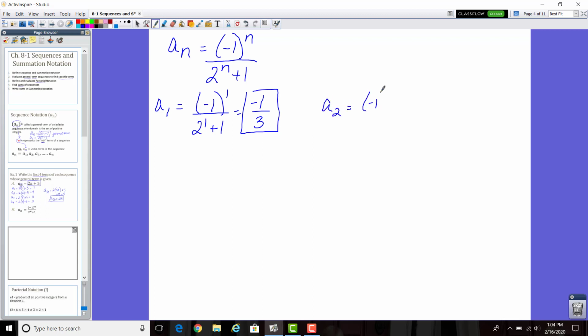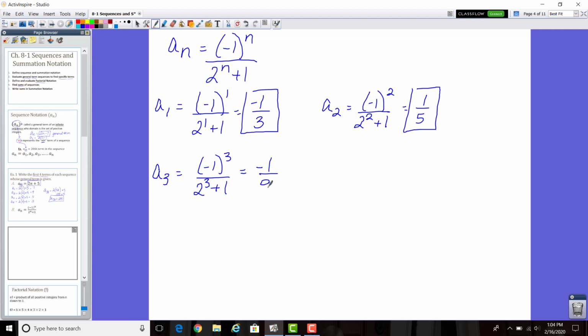My second term, n's changed to a 2. So negative 1 squared is positive 1. 2 squared is 4. 4 plus 1 is 5. My second term is 1/5. Third term, my n's change to a 3. Negative 1 cubed is negative 1. 2 cubed is 8. Remember, 2 times 2 times 2, not 2 times 3. 8 plus 1 is 9. So my third term is negative 1/9. And my fourth term, my n's in the general term change to a 4.